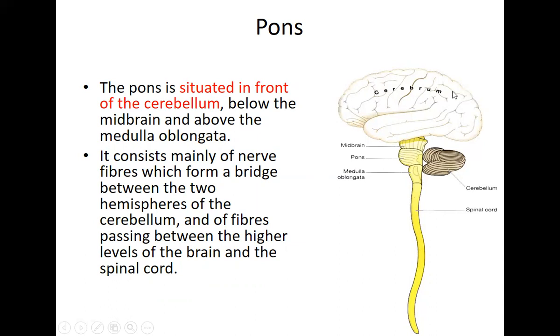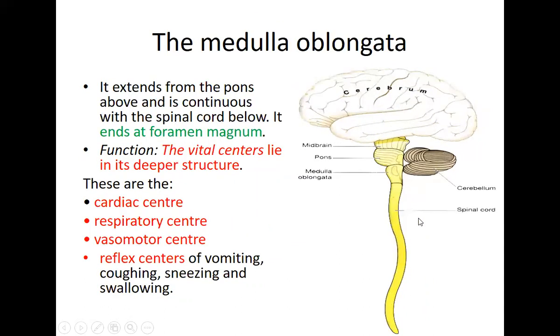So it is a very important structure which will be connecting the higher centers with the lower centers. Then we have the medulla oblongata. Medulla oblongata, as you can see here, this one. It is between the spinal cord below and the pons above. It extends from the pons above and continues with the spinal cord below.